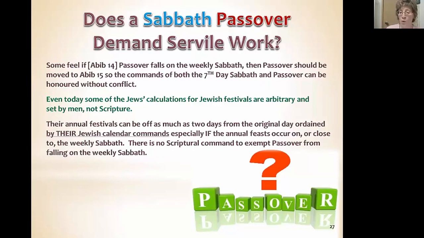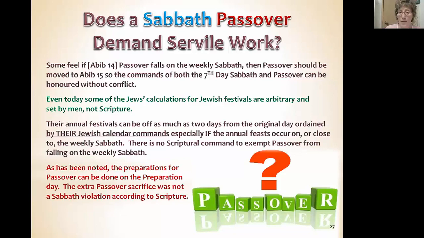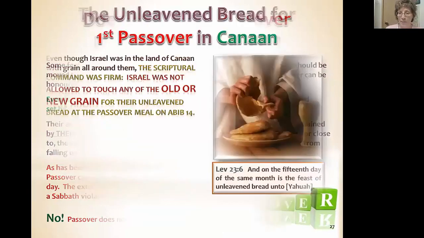There is no scriptural command to exempt Passover from falling on a weekly Sabbath. As it has been noted, the preparations for Passover can be done on the preparation day, and the extra Passover sacrifice wasn't a violation of Sabbath anyway. So no, Passover does not need to be moved. If it lands on the 14th day of the month and it's a Sabbath, you just go ahead and celebrate Passover. What about this unleavened bread for the first Passover in Canaan?